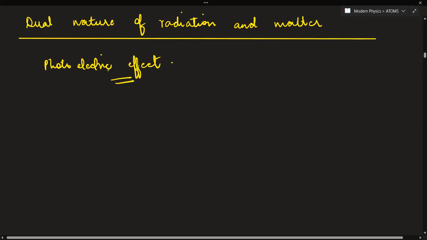So, in the photoelectric effect, what happens? When light of suitable frequency illuminates a metal surface, this is your metal surface, and light of suitable frequency illuminates it, then electrons are ejected from the metal surface, and this phenomenon is known as the photoelectric effect.